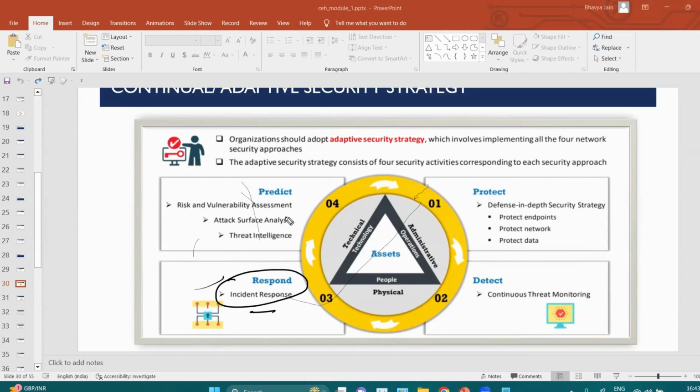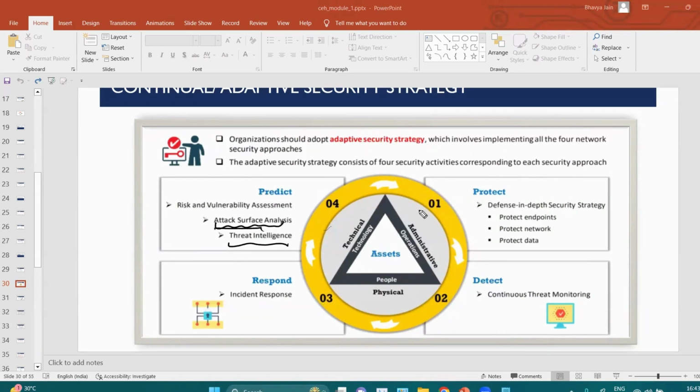Then we have prediction. After the response, we have to predict the upcoming attacks, or any reoccurrence of any attack. That is known as prediction, in which we have risk and vulnerability assessment. Again, we are applying the risk assessment and vulnerability assessment so that we can check how many systems are vulnerable, how much risk is there inside any company, etc. Then we can also analyze attack surface analysis and threat intelligence.